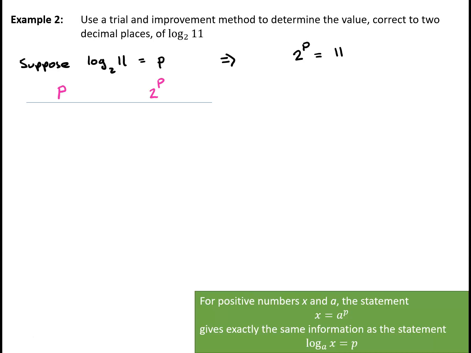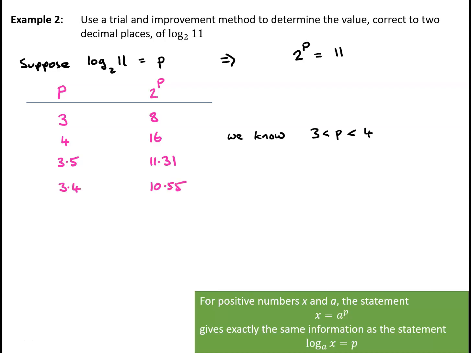So if I have p equals 3, I know that 2 to the p is 8. On the other hand, if I have p equals 4, I know that 2 to the 4 is 16. So the value of p that I'm looking for is going to be somewhere between 3 and 4. Let's try 3.5 at this stage. So using my calculator, 2 to the 3.5 is 11.31. That's a little bit too big. So I now know that the value of p is somewhere between 3 and 3.5.